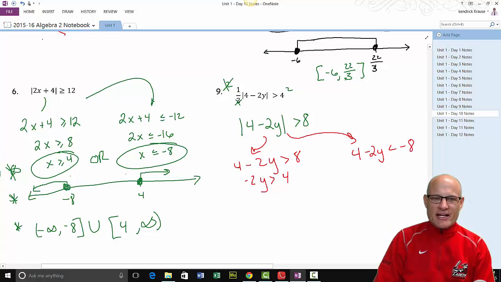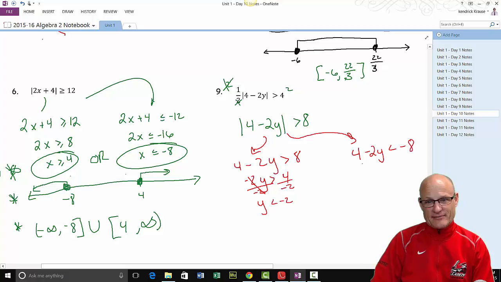We're going to divide by negative 2. Now I'm showing it here only because we're dividing by negative 2, and so we got to remember to flip the sign when you divide by negative. Move the 4 over, you get negative 2y is less than negative 12. Divide by negative 2, and you're going to flip the sign again. Y is greater than positive 6.